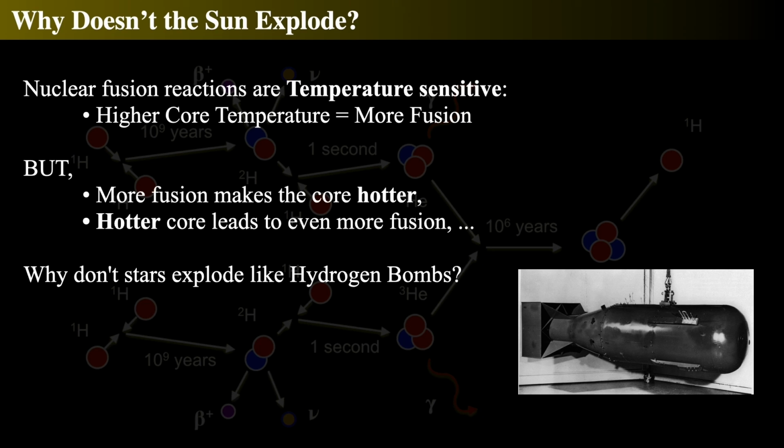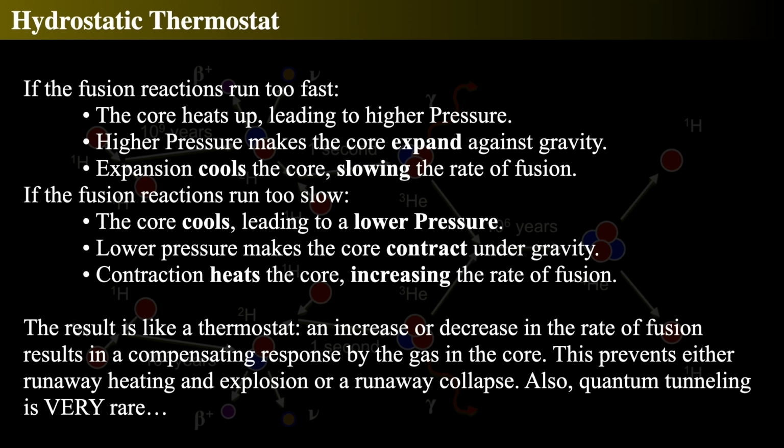But fusion, as we know, creates light. And if it creates light, it creates energy. And that energy then goes into making the core hotter. So if it's going hotter, that should lead to even more fusion. So why don't stars explode, like big bombs? Why don't they go out of control? That's an interesting question. So there's a thermostat.